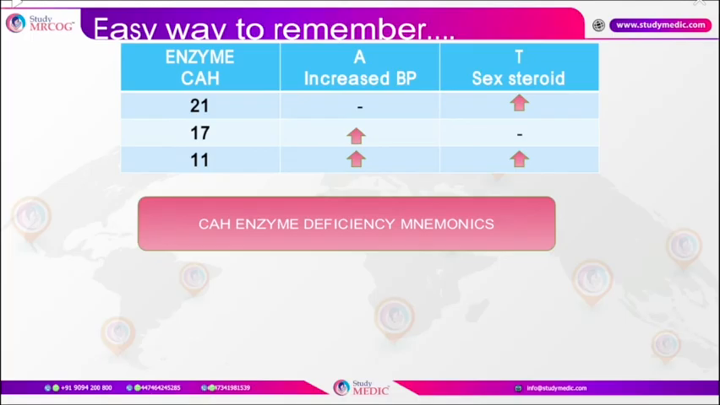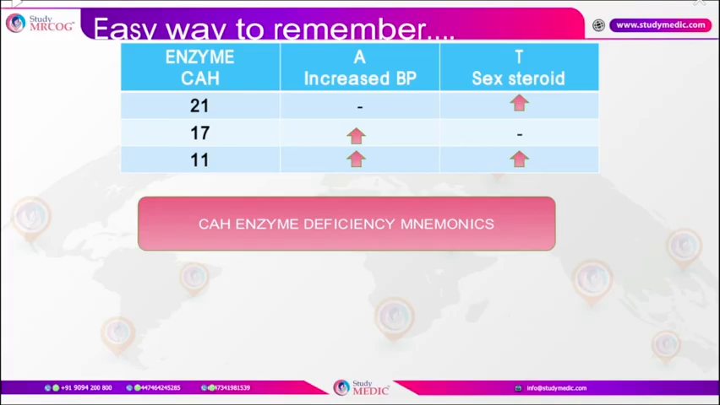In 17 hydroxylase deficiency, there is an increase in androgen and testosterone level. There is also an increase in aldosterone level in the body, and because of the aldosterone level, there is an increase in the blood pressure. In 11 hydroxylase deficiency, there is an increase in the blood pressure and also an increase in androgen level in the body.